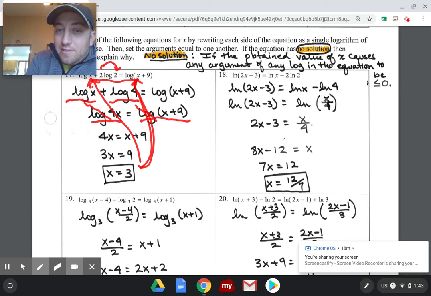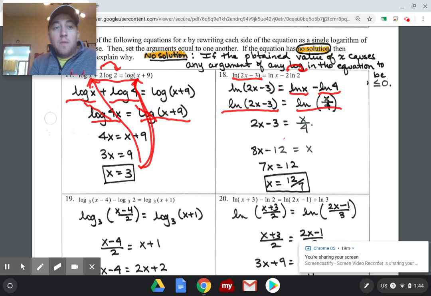Number 18, the left-hand side's already written as a single logarithm. On the right-hand side, I would take the 2, bring it back in. That's 2 squared. So I have the natural log of x minus the natural log of 4. Since it's minus in between, that means I need to divide the two arguments. So here we are. Natural log of x over 4 is equal to the natural log of 2x minus 3. From here, now that I have both sides of my equation as a single logarithm with the same base, they're both natural logs, I can set the arguments equal to each other. 2x minus 3 is equal to x over 4, and then we're just solving from there.